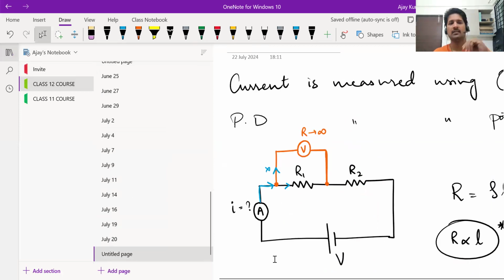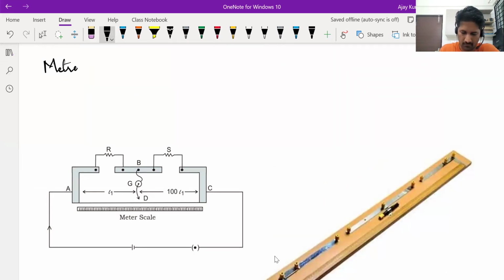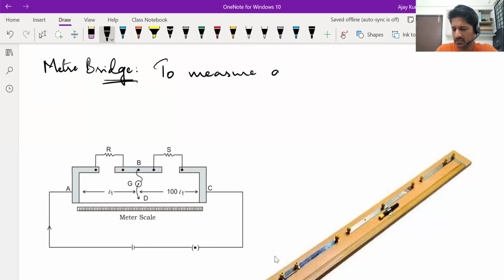Okay, fine. Can any of you tell me what a meter bridge is used for? What do we use this device for? If you have studied. It is used to measure an unknown resistance. Right. To measure an unknown resistance.